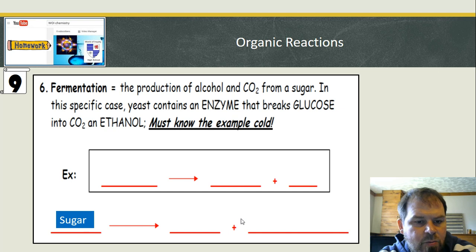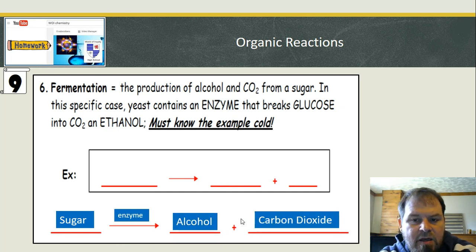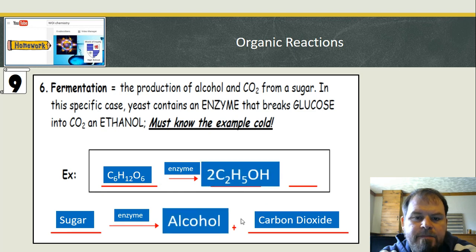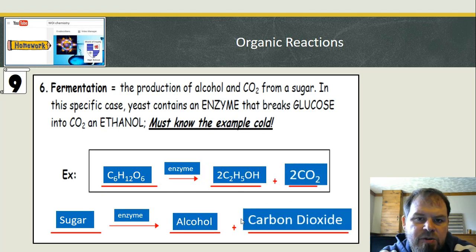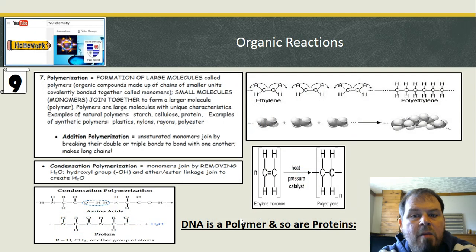Fermentation, also another good one. I take sugar, hit it with an enzyme, and I will make alcohol and carbon dioxide. So sugar, give it an enzyme, and I will produce an alcohol and CO2. So making alcohol is fermentation. That's how wine is actually made. Wine is fermented.